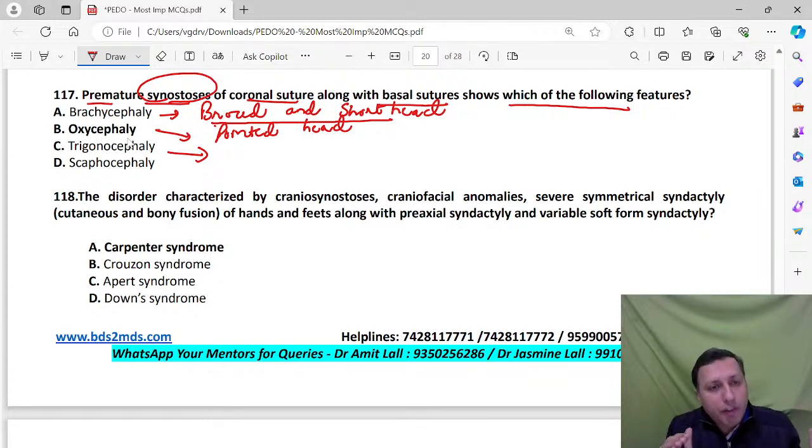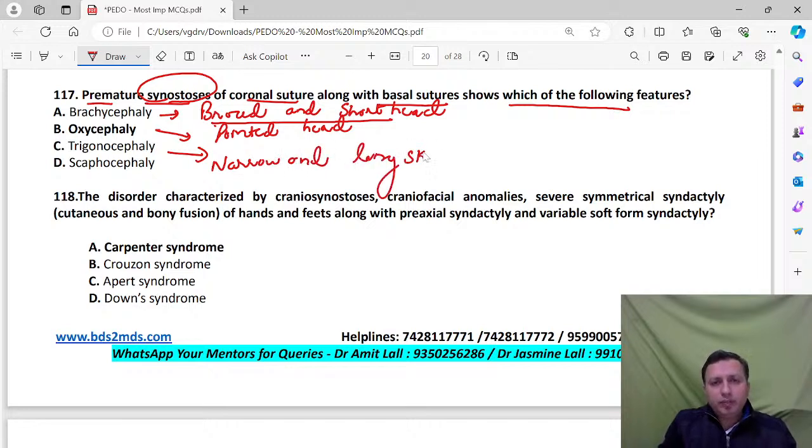And what is scaphocephaly? Scaphocephaly is where you see the child is having a narrow and long skull. And generally all these things take place when there is an improper fusion of sutures. So here they are asking that when there is a fusion of the coronal and the basal suture, which type of shape of the head the child will have. It will have a pointed head, that is called oxycephaly.